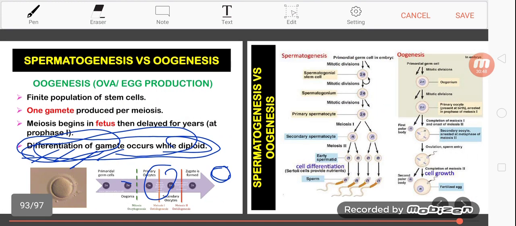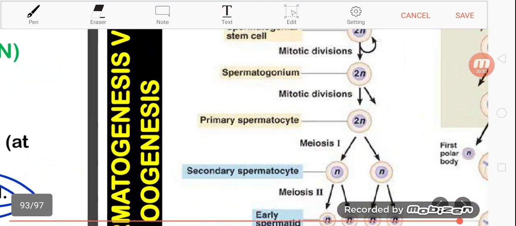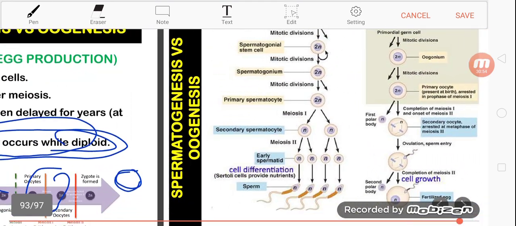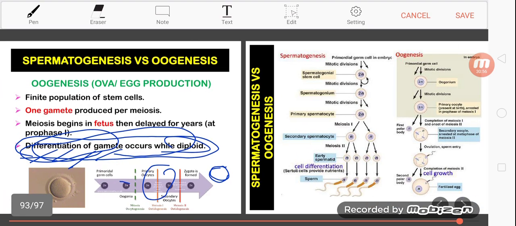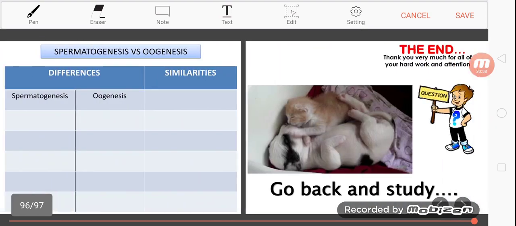Okay, so this is the overall process. We compare spermatogenesis and oogenesis side by side. I think you can compare it yourself. The end of chapter 4, gametogenesis. Hormonal regulation: we did not cover hormonal regulation in oogenesis because in chapter 5 we will look into that, as it relates to the menstrual cycle and ovarian cycle.